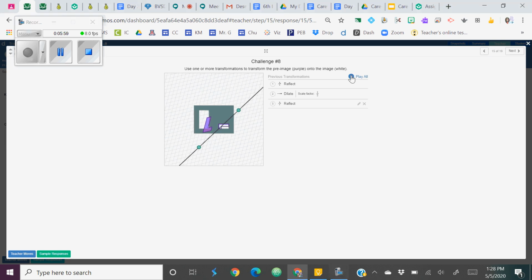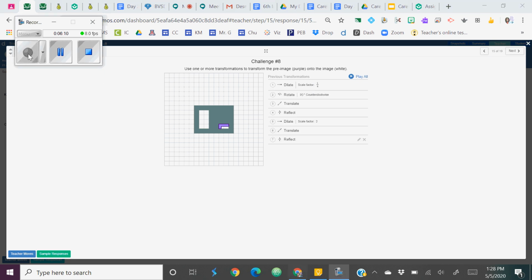Here's a solution to challenge 8. Again, making use of that oblique line. That was a great one. Reflect, dilate, and reflect. Really thought that was great. And this one, oh, I didn't realize this one had so many steps. Let's see what happens. Dilate, rotate, translate, reflect, dilate, translate, reflect. Wow, that took a lot of persistence. That was great.